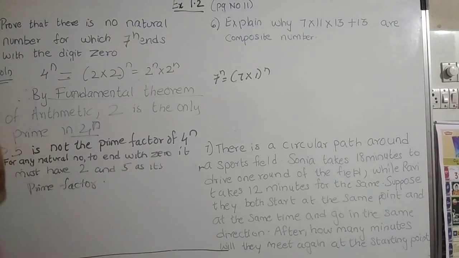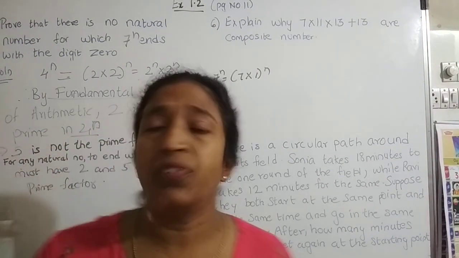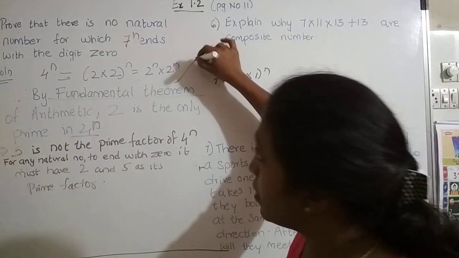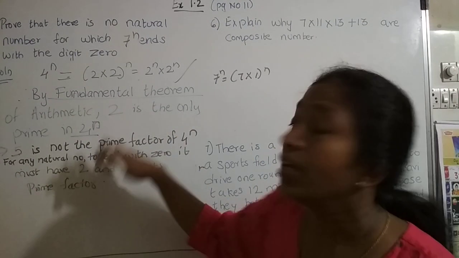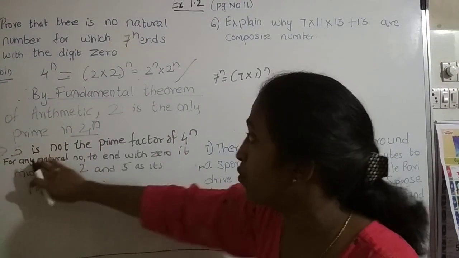Therefore, there is no natural number. I don't want you to lose marks, so you have to write each and every step. We have written first the prime factorization, and I said by the fundamental theorem of arithmetic it guarantees that 2 is the only prime factor, so 5 is not the prime factor.